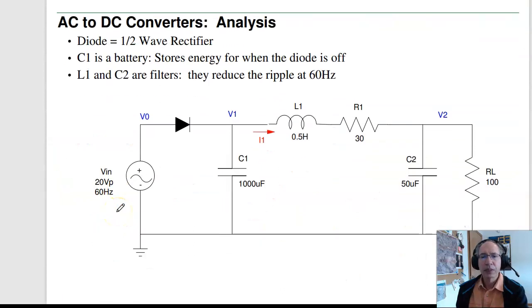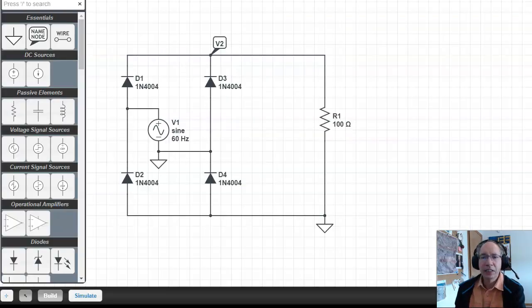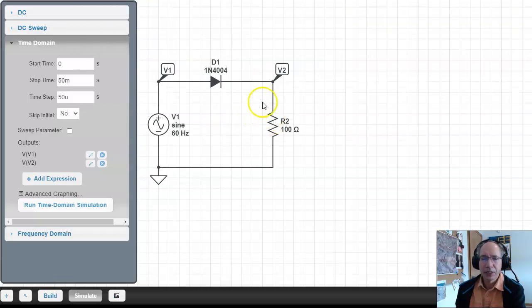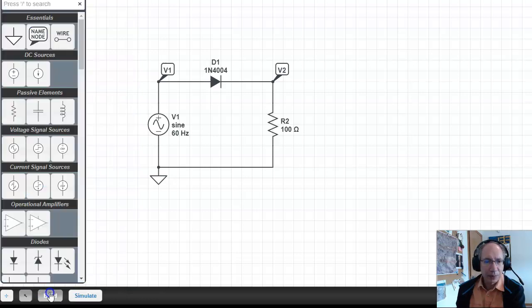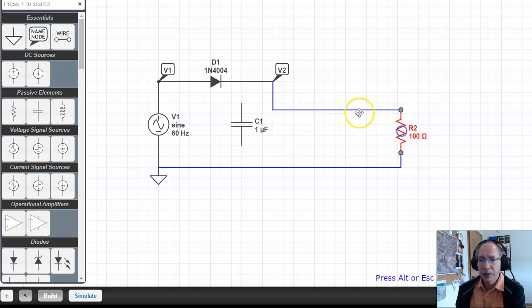So, analysis. How to convert a half-wave rectifier into a DC signal. Now what I want to do is get a DC signal at V2. So let's take this guy. One way to do that is add a capacitor right here. And this is my load, so I'm going to pull them out way over here.